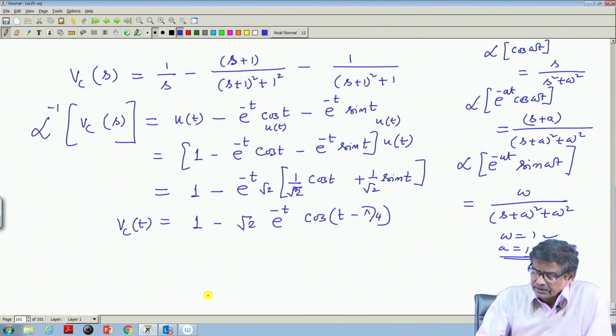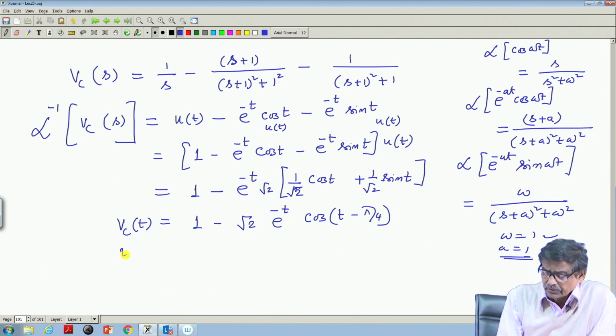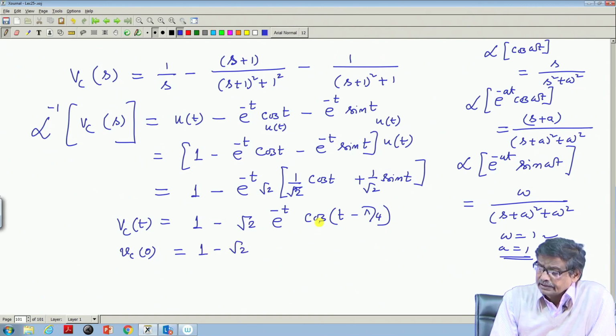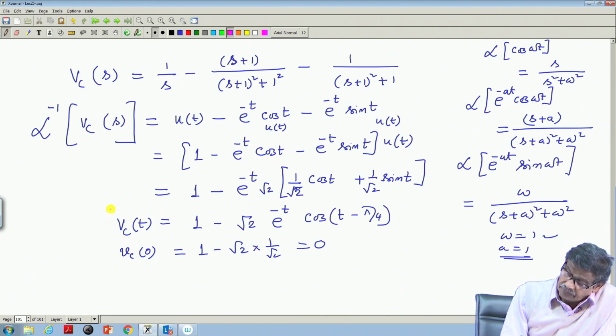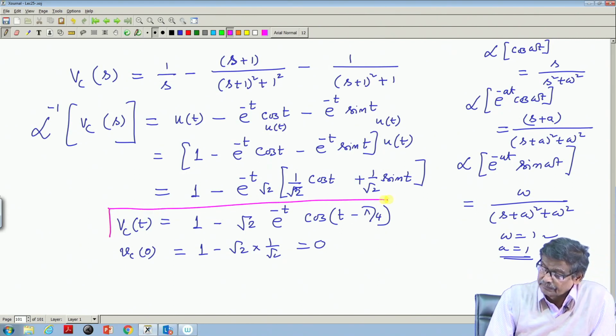Has it come correctly? Cross check. V c 0, let us calculate whether we have got the expression correctly. Put t equal to 0. This is indeed equal to 1 minus root 2, and this is cos pi by 4, 1 by root 2. So, this is 0, satisfying. So, this will be the final result of this capacitance voltage.